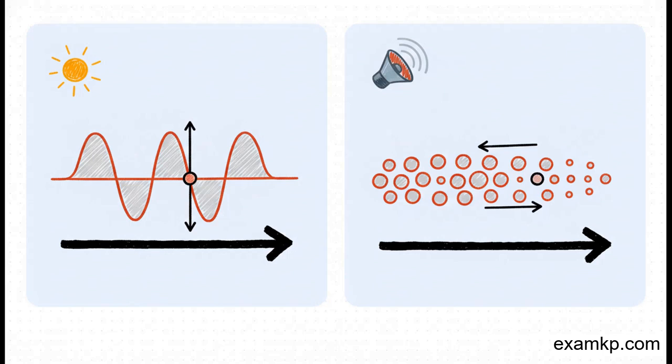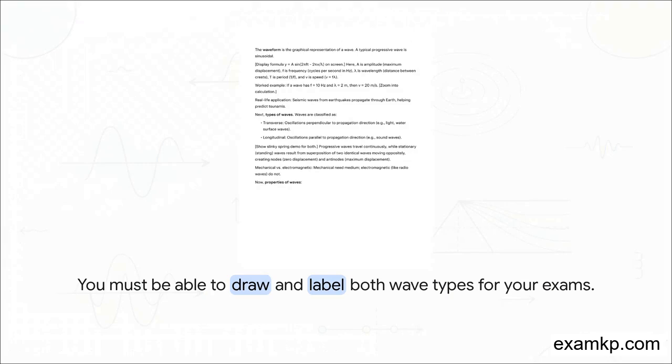Then you have longitudinal waves. For this one, think of a slinky spring. If you push it, you'll see a compression move along it. The particles are moving back and forth, parallel to the direction the wave is going. That's exactly how sound travels. And this picture here shows you exactly what I'm talking about.